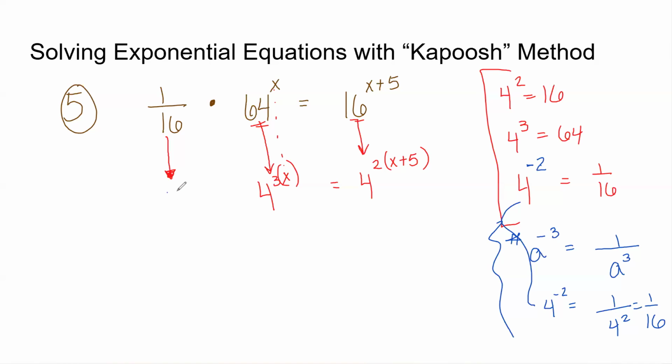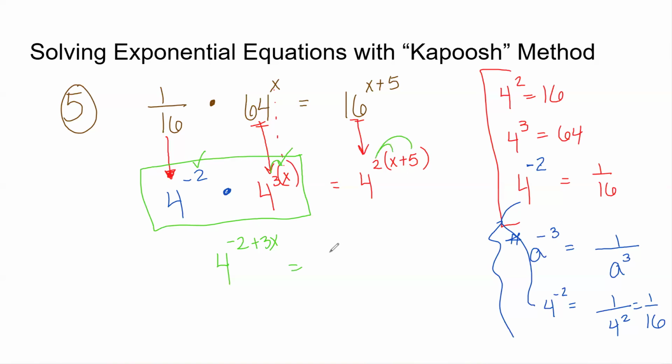So this is going to be 4 to the -2, and then we still have that times. All right, so I would like to kapoosh, but I can't because I can only do it twice. So this left-hand side needs to come together, keep the base, and the rule when you are multiplying is to add the exponent. So we're going to do -2 plus this guy. You can go ahead and distribute. And then same thing, we can distribute here.